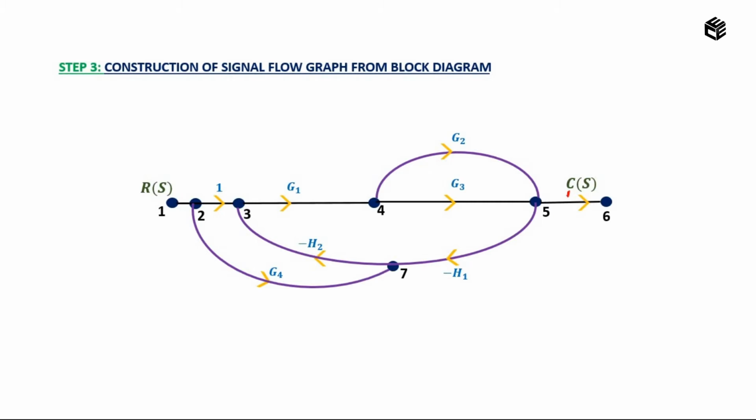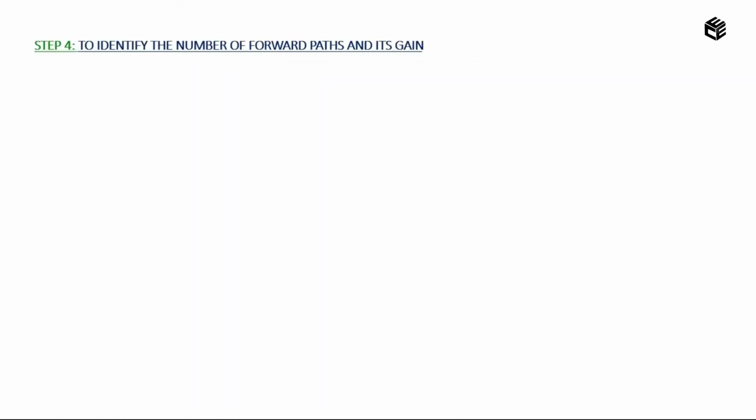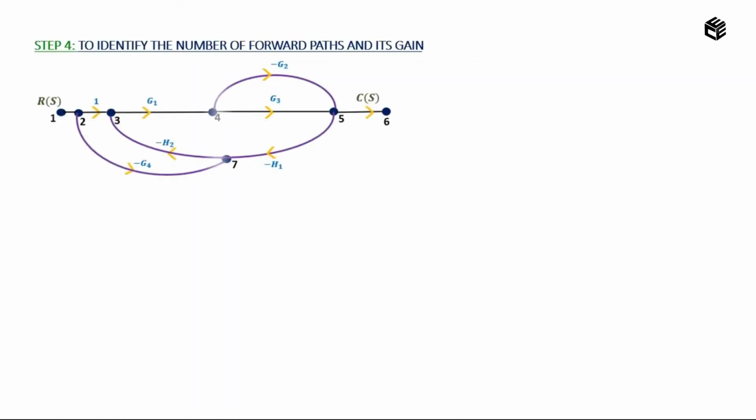Now we are going to solve the signal flow graph and find the overall gain with the help of the steps we followed while solving signal flow graph problems. It will be our next step. We need to identify the number of forward paths and their gains. So this is our given structure. We are going to find the forward paths.